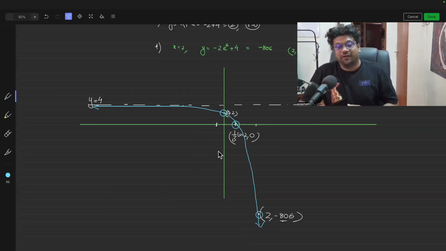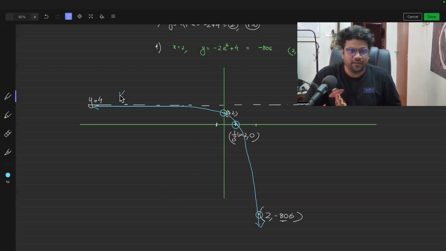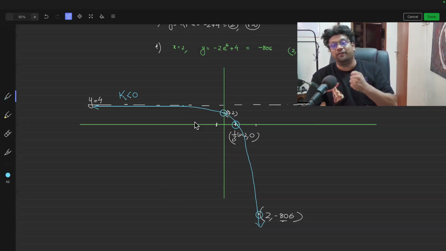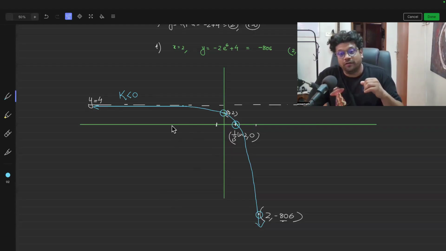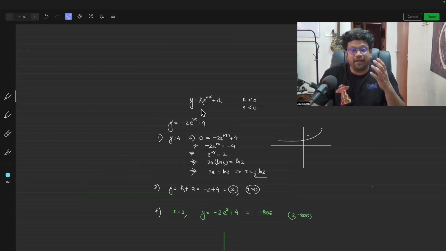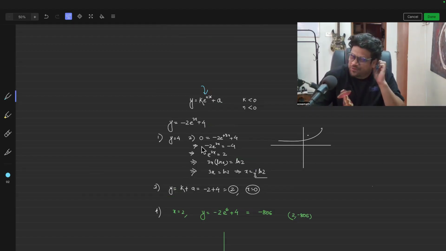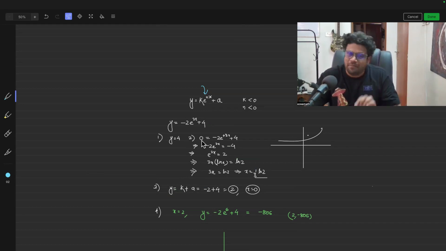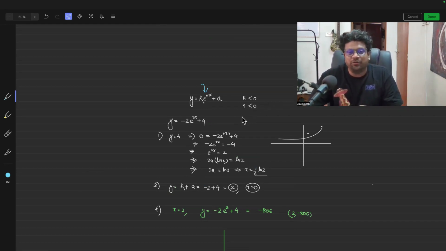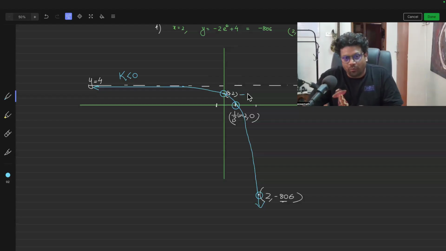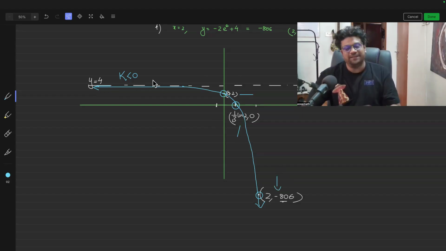So of course, for a negative value of k, this is what the curve looks like. For a negative value of a, negative value of n, a similar change would be observed, but I would like you not to memorize it. Instead, I would like you to simply spot the y-intercept, x-intercept, one random point and the asymptote, and simply join them by a smooth curve instead of memorizing what it would be.